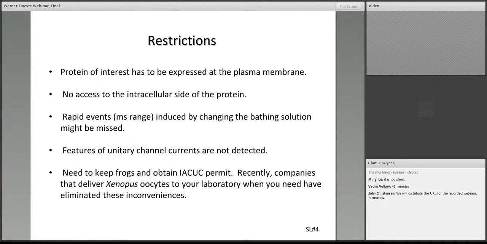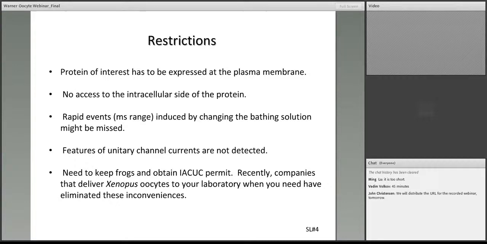Another drawback of the two electrode voltage clamp is that you don't have access to the intracellular side of the protein. There are some rapid events in the range of milliseconds induced by changes in composition of the bathing solution that also can be missed. Features of the unitary channel currents are not detected.